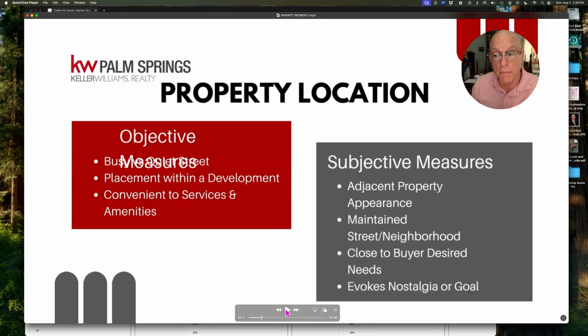And then subjective measurements are things like, what do the adjacent properties look like? Are they well kept? Are they poorly maintained? Is the street and the neighborhood well maintained? Is it close to the buyer's desired needs? A buyer may need to be close to a freeway, might need to be close to a school, might need to be close to work, those sorts of things. And whether it evokes a sense of nostalgia or a goal that they're aspiring towards.